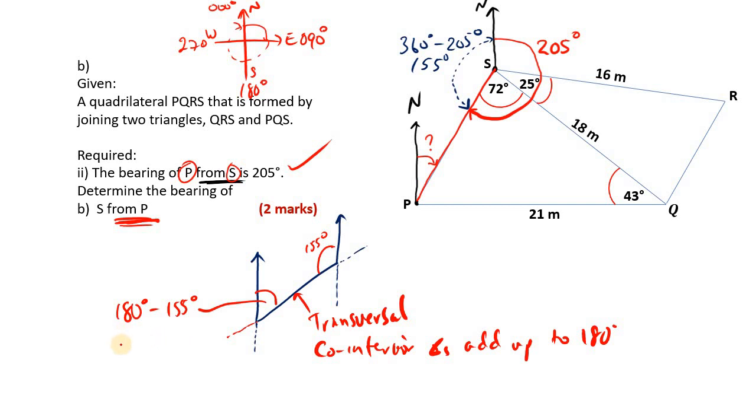So what angle is that? Let's see, 180 degrees minus 155 degrees. 5 from 10, that's 5. 5 from 7 is 2. And so that's 25 degrees. So right here, this angle is 25 degrees. And of course, that's the angle we're looking for. The bearing of S from P, from the north line of P, in other words, is 25 degrees.